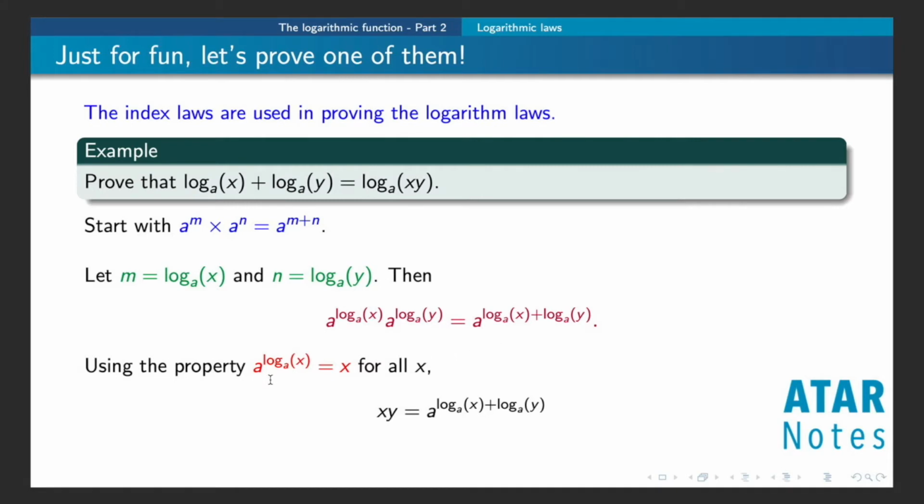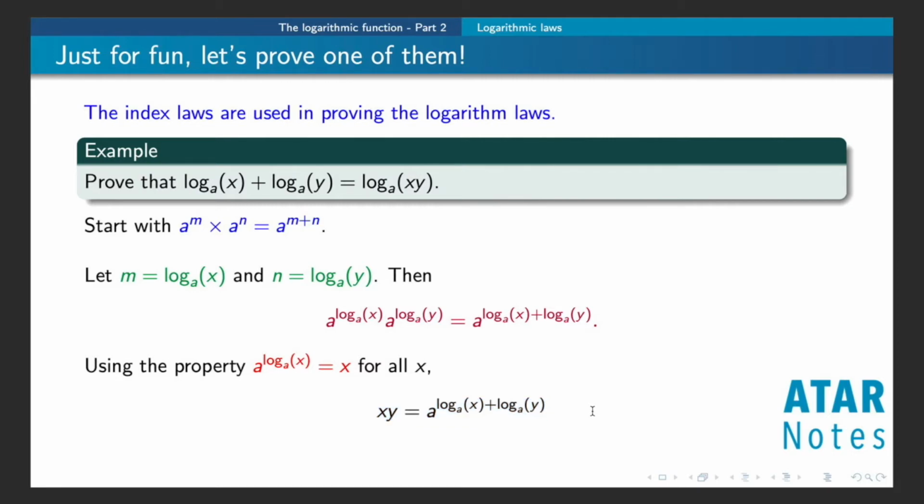Now, using the inverse relationship that I mentioned earlier on, and you may have copied down when I told you to, but if you didn't, just go back a few slides. I basically now use this identity here, and using this property, what I get is that a to the log base a of x will basically turn into x by itself, and a to the log base a of y will similarly turn into y by itself. So I go from the reddish equation to this black equation down here.